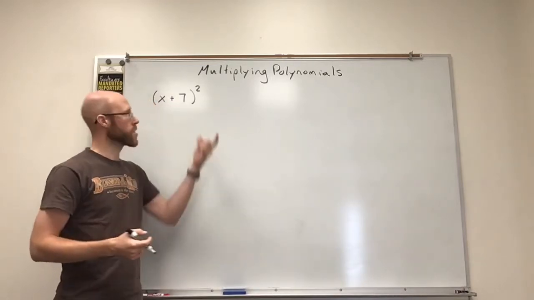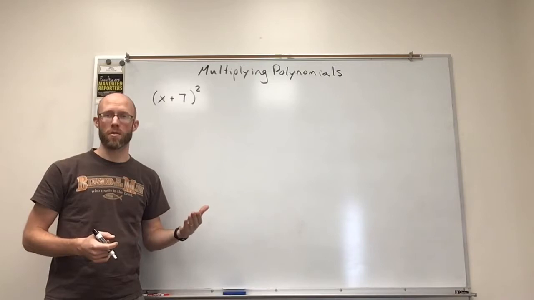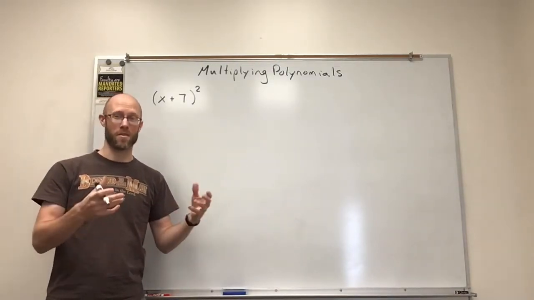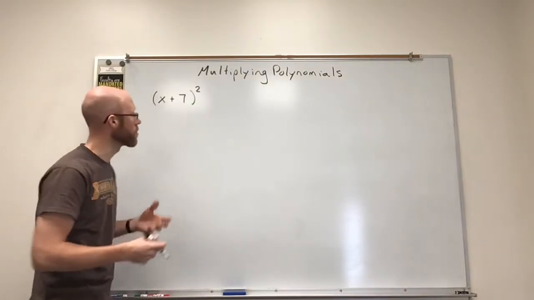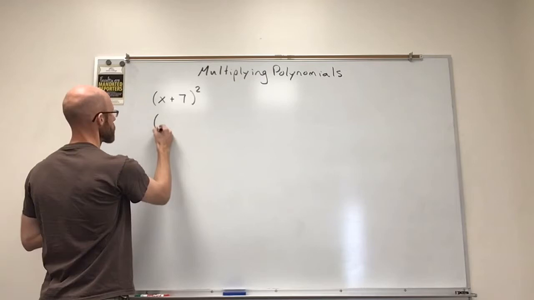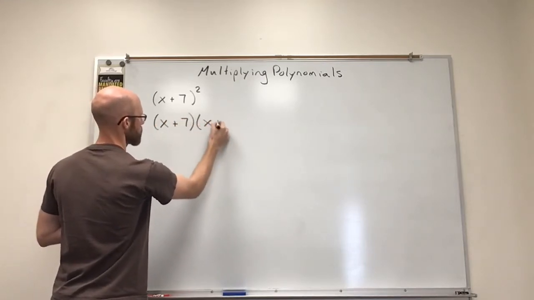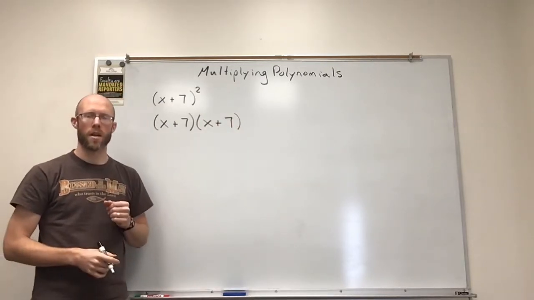The idea is that when you square something, you're multiplying it by itself, right? 5 squared is 5 times 5, or 25 squared is 25 times 25. Whatever you're squaring is multiplied by itself. And so you could think of this as x plus 7 times x plus 7. Right? That is essentially what we're doing.